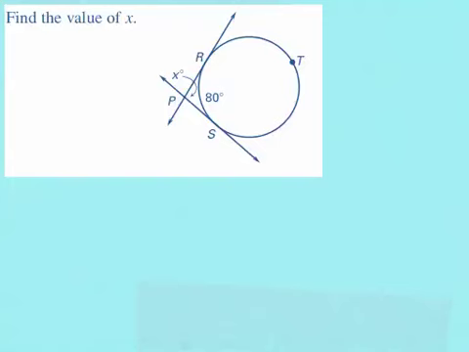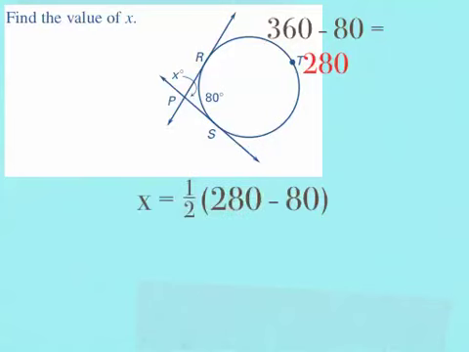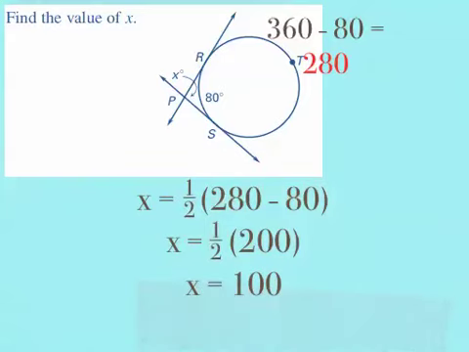What I need to do to find the measure of RTS is take the whole circle, 360, and subtract the arc that has been taken out of the circle by the arc RS. So I'm going to take 360 minus 80, which tells me that arc RTS is 280 degrees. To find the value of x, I'm going to take 1/2 of 280 minus 80. Well, 280 minus 80 is 200, so half of 200 is 100. So angle x is 100 degrees.